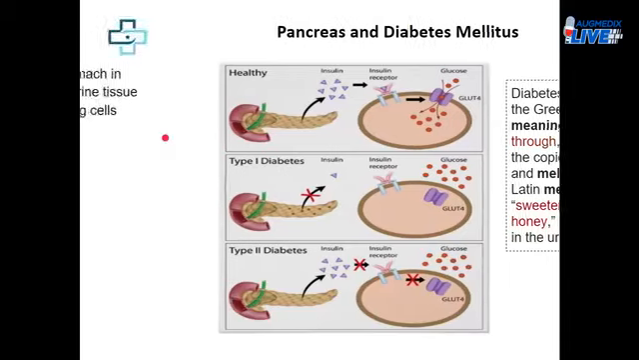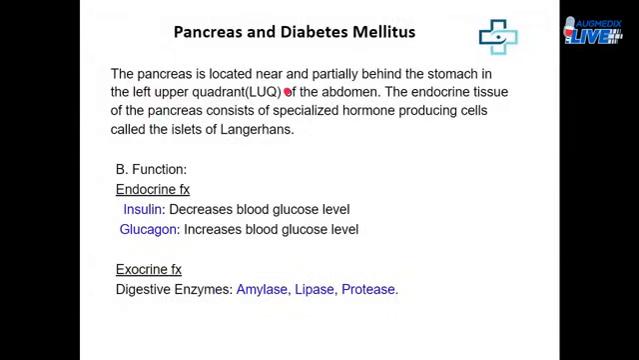Now the pancreas is located partially behind the stomach in the left upper quadrant. Remember, left upper quadrant in the abdomen, we divided the abdomen into four quadrants, which are RUQ, LUQ, RLQ, and LLQ. The endocrine tissue consists of specialized hormone-producing cells known as islets of Langerhans. I'm going to show it in the next slide.